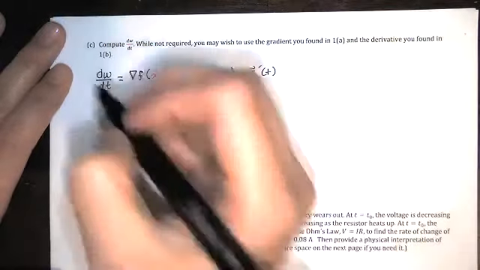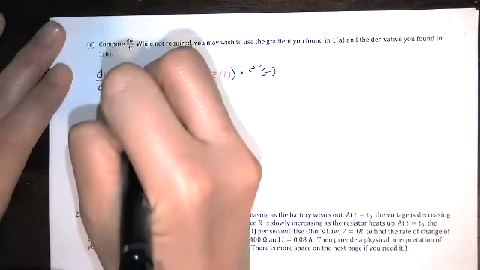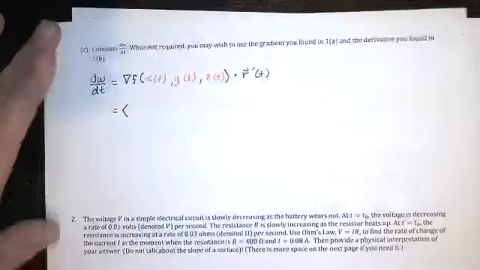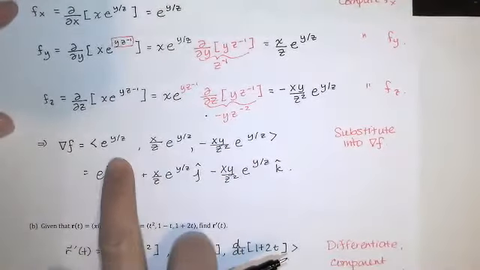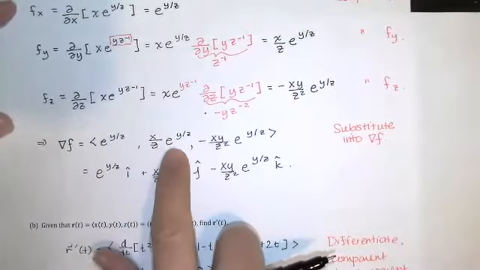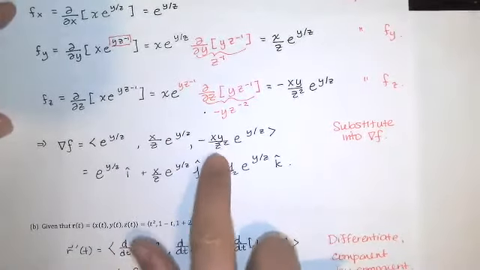Okay, so I need my components, and they were right here. I've got that exponential, x over z times the exponential, negative xy over z squared times the exponential.